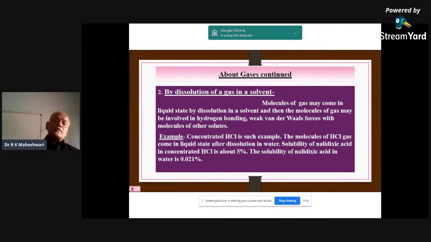That's why there is high dissolution or high solubility of nalidixic acid in concentrated HCl. Okay, so this is the example.